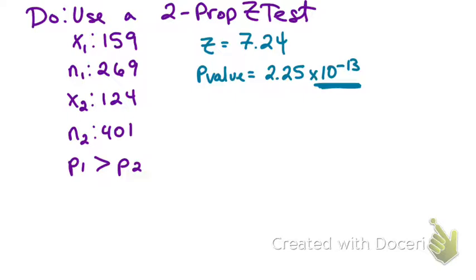Yes, ma'am. Why is P1 greater than P2? So in the very last sentence of the question, it says, do we have convincing evidence that the proportion is greater for the 18 to 29-year-olds? Yep. Okay, so we can now conclude.